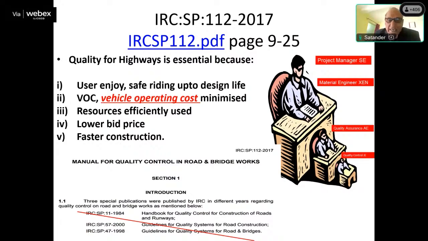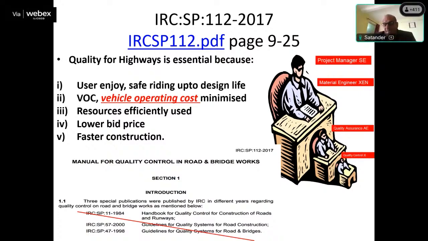What are these? I will just check. The first person who is doing quality control may be an XEN, maybe an AE, maybe a junior engineer, maybe an overseer, maybe an unskilled or skilled person also. Then checking of this person, whether he is doing as per specification, the technical part, is the duty of the quality assurance person. Like the assistant engineer, he will check the duty of the junior engineer, whether he is doing it the right way or wrong way. Then the executive engineer comes, he may be a material engineer, he may be a project manager. Then next is the project manager, maybe at superintendent engineer level.